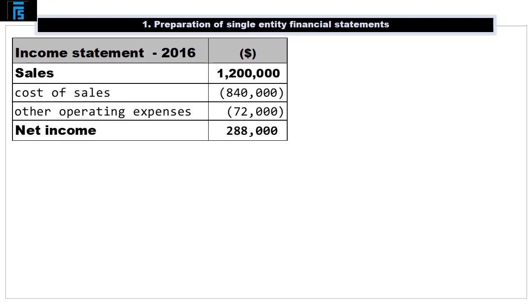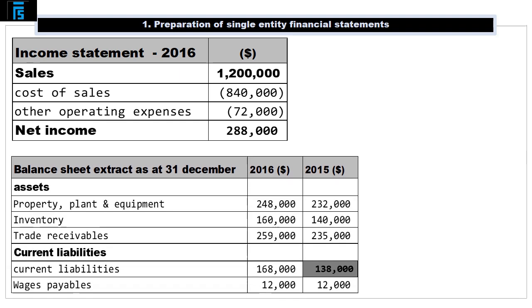So let's head back to the same example which we used in the previous module. A company presents the following income statement in respect of the year ended 31st of December 2016, as well as selected items from a balance sheet prepared as at the same date. As you can see, we are presented with a summarized income statement which shows sales, cost of sales, operating expenses, and net income only. We are also provided with balance sheet extracts which show the level of property, plant and equipment, inventory, trade receivables, trade payables and wages payable.